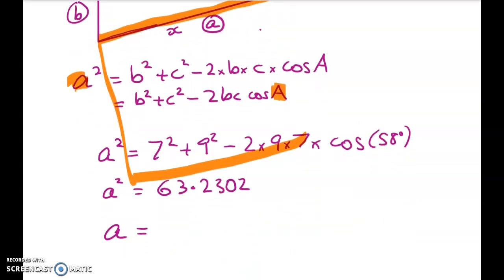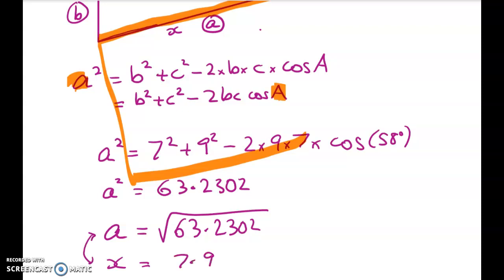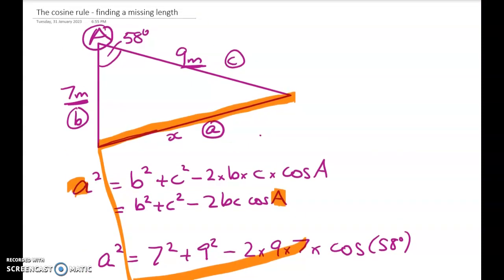Okay, so we're taking the square root. Sorry, OneNote just did a weird glitchy thing there. So the square root of 63.2302 will give us, let's see, what do we get? So I get x, which is the same as a. So x is equal to 7.95 metres. And I'd give that a big tick, right? That's a very accurate answer.